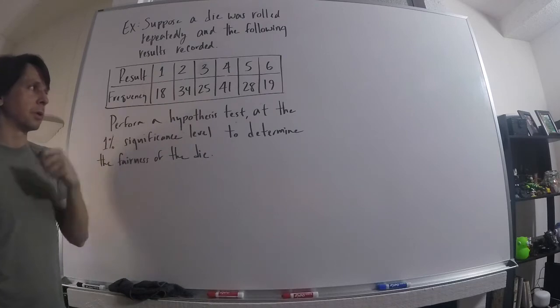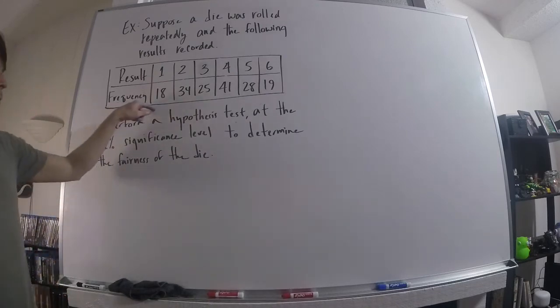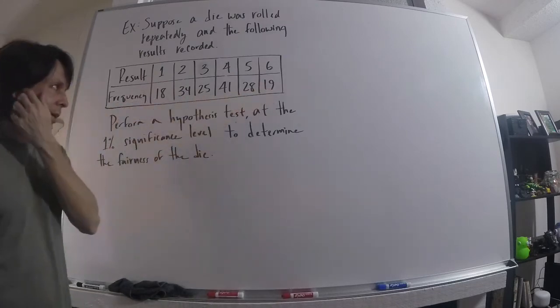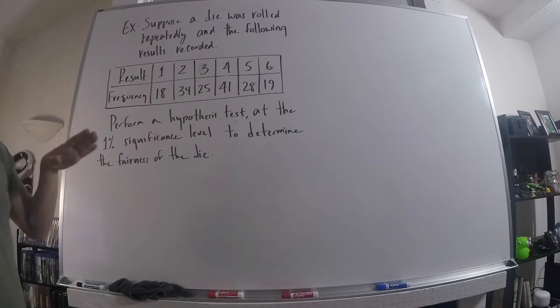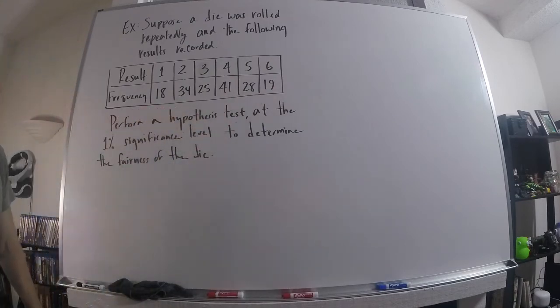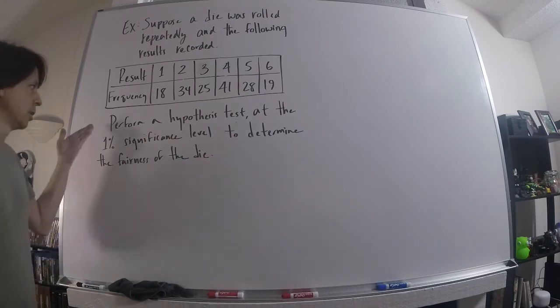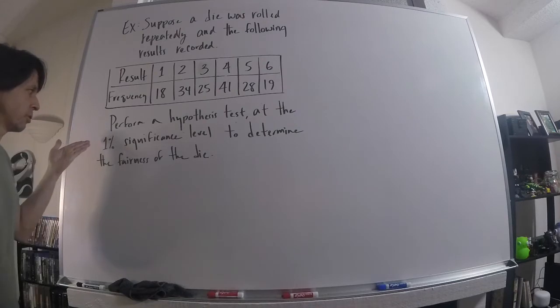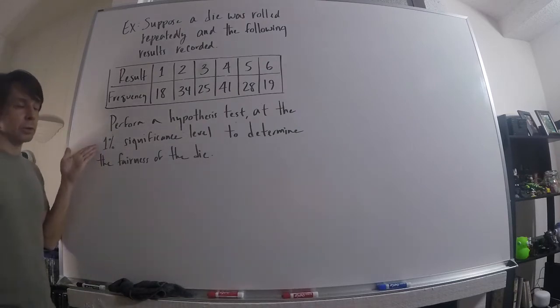They're equal probabilities, equally likely, so you expect it to be roughly the same all the way across, not exactly, and they're not. And it's hard to tell if it's really far off from that. Anyway, we're going to perform a hypothesis test at the highest standard that we do, 1%, to determine the fairness of the die.